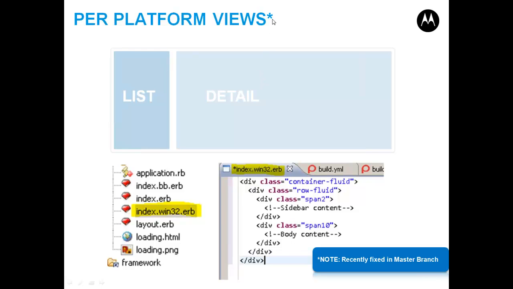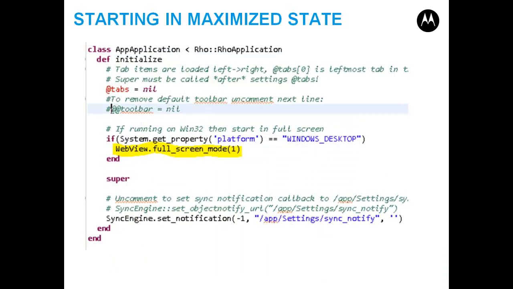Okay. Now, I have an asterisk next to this, and the reason is this was recently fixed in the master branch for Rhodes. So it's not in the 2.11 download. It doesn't work. But if you pull down the latest Rhodes repository from GitHub and the master branch, this functionality is in there. So take a look at that. It's quite nice and quite useful for dynamically changing your views per platform.